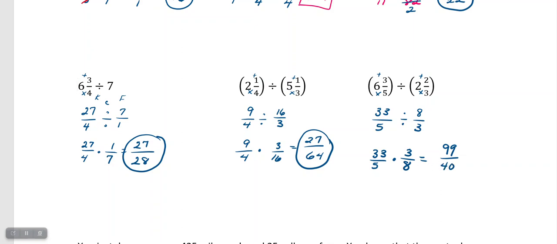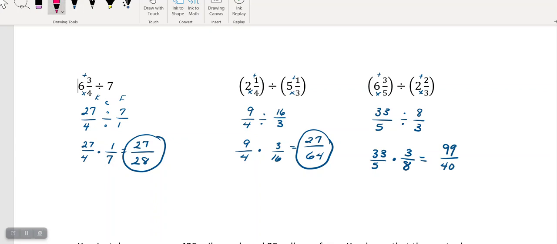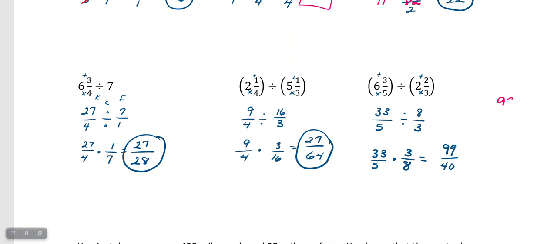This one happens to be an improper fraction, so I'm going to make it a mixed number. So I'm going to take my 99, divide it by 40. 40 will go into 99 2 times, because 2 times 40 is 80. That leaves me with 19. 2 is my whole number. 19 is my remainder, so it's my new numerator. 40 is still my denominator. So my mixed number is 2 and 19 over 40.